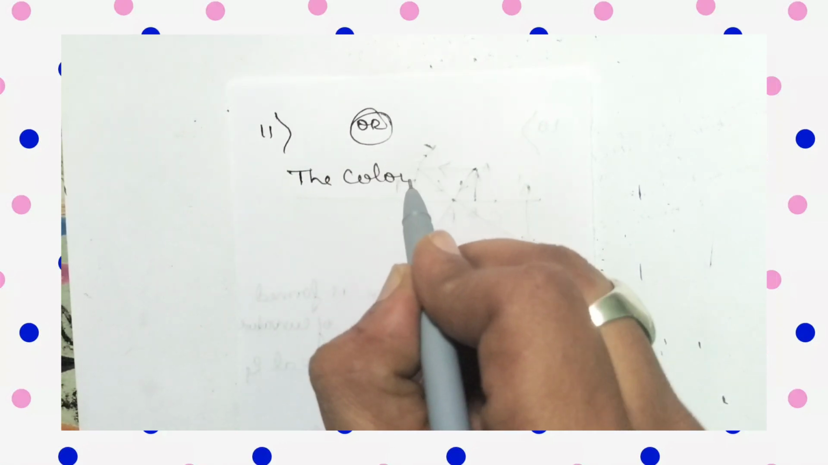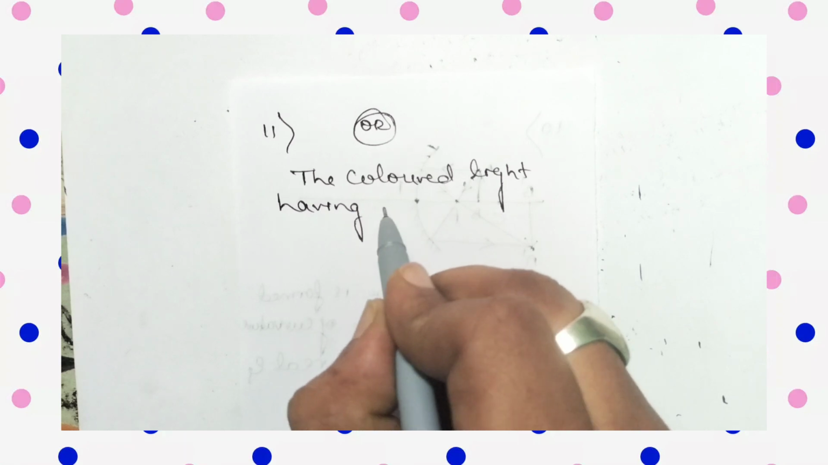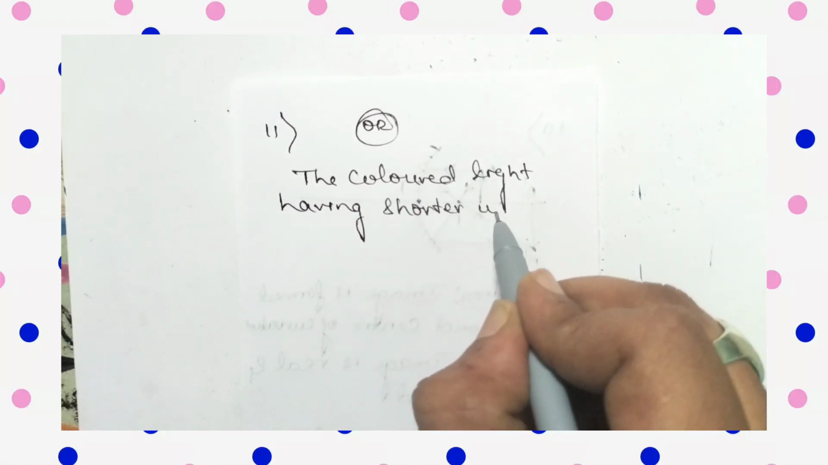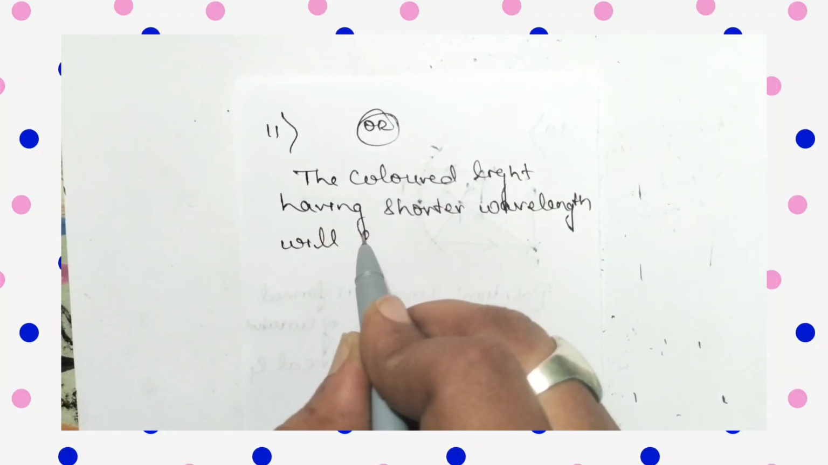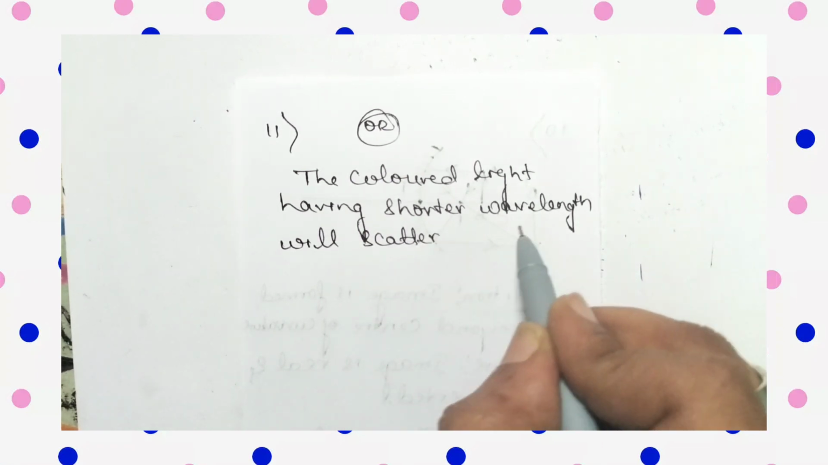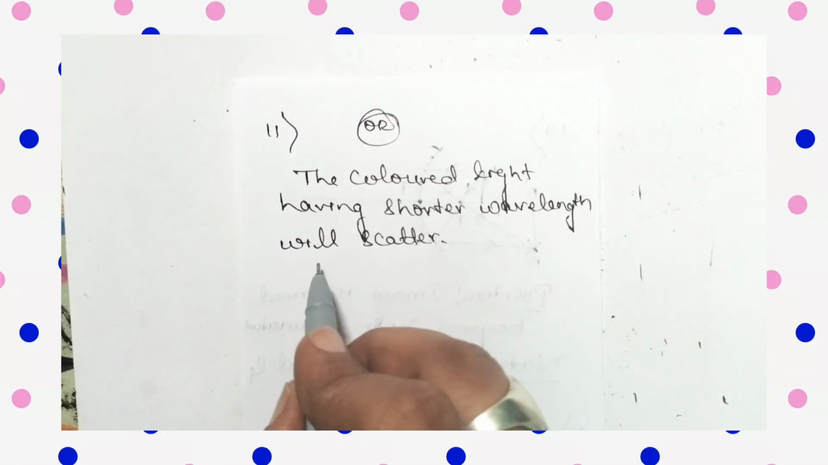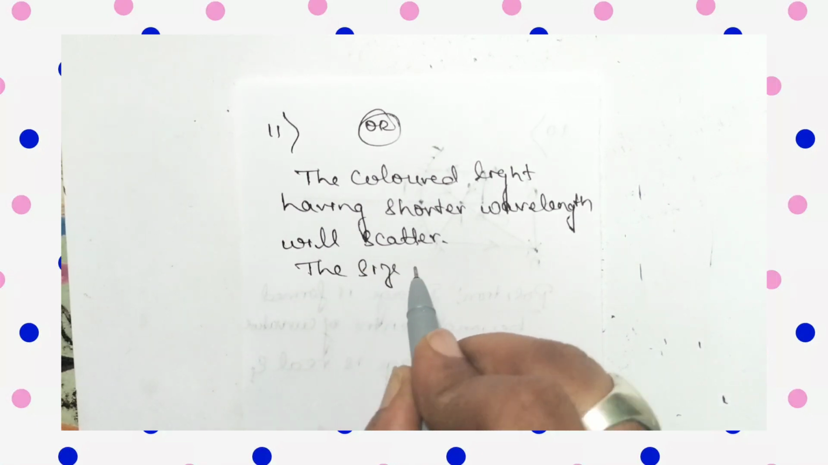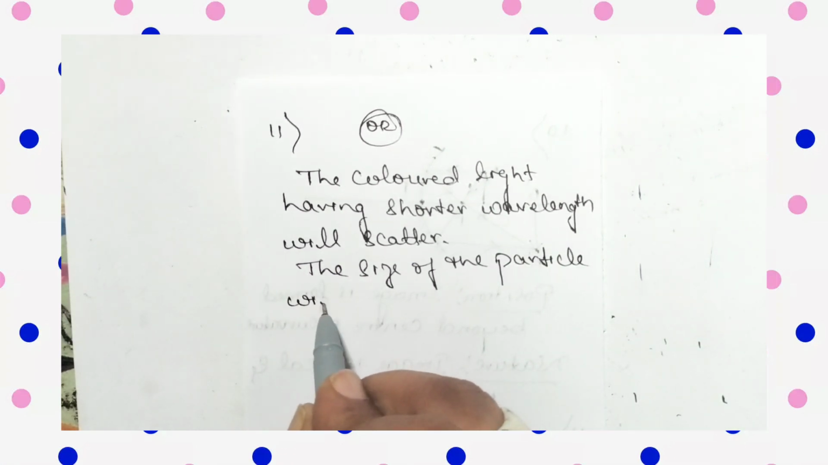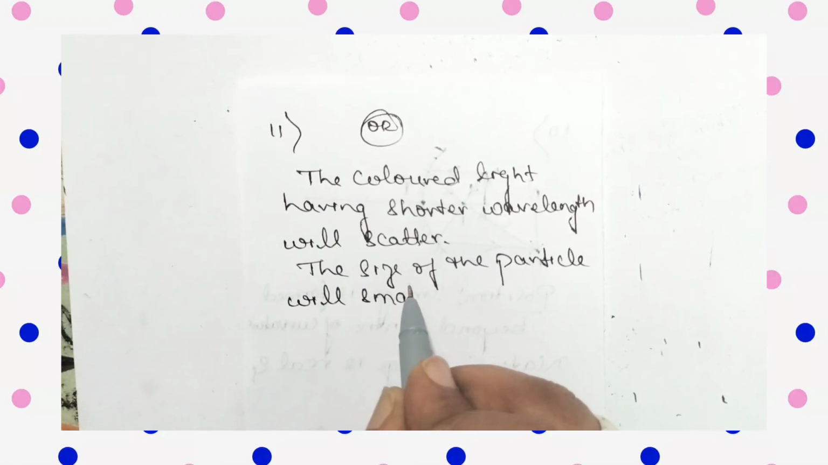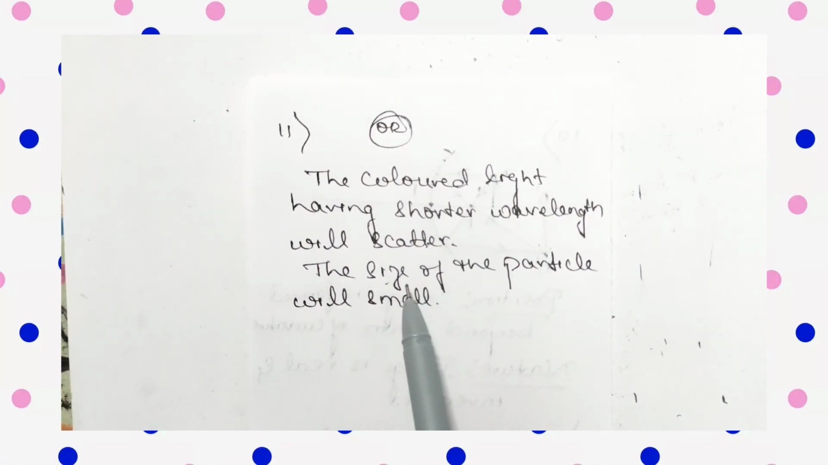the colored light having shorter wavelength will scatter. So whichever color of light has a smaller wavelength, that will scatter. Then if we look at the size of the particle, the size of the particle will be small. The particle that scatters that light will have a very small size.